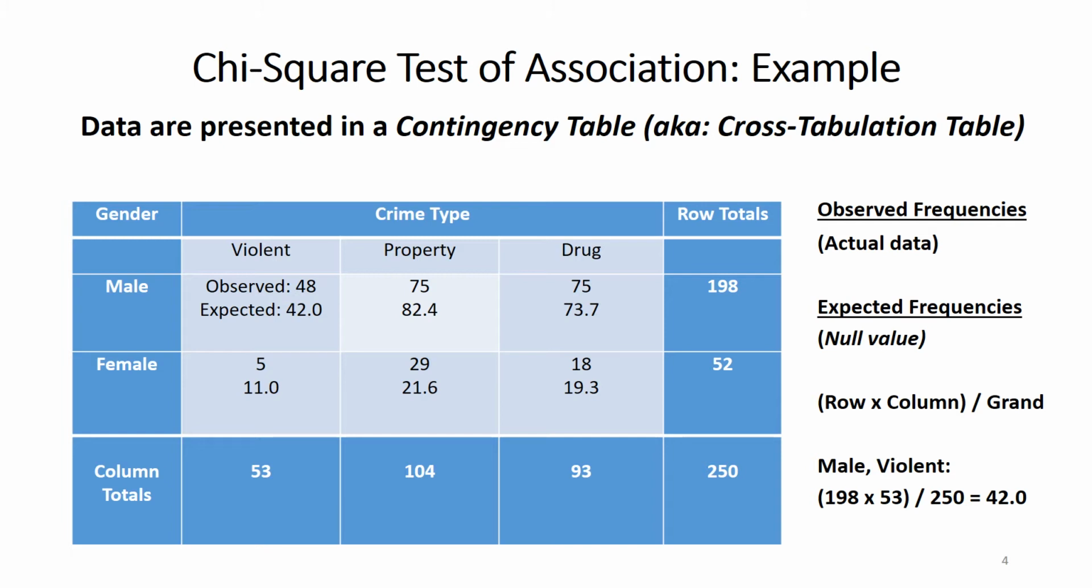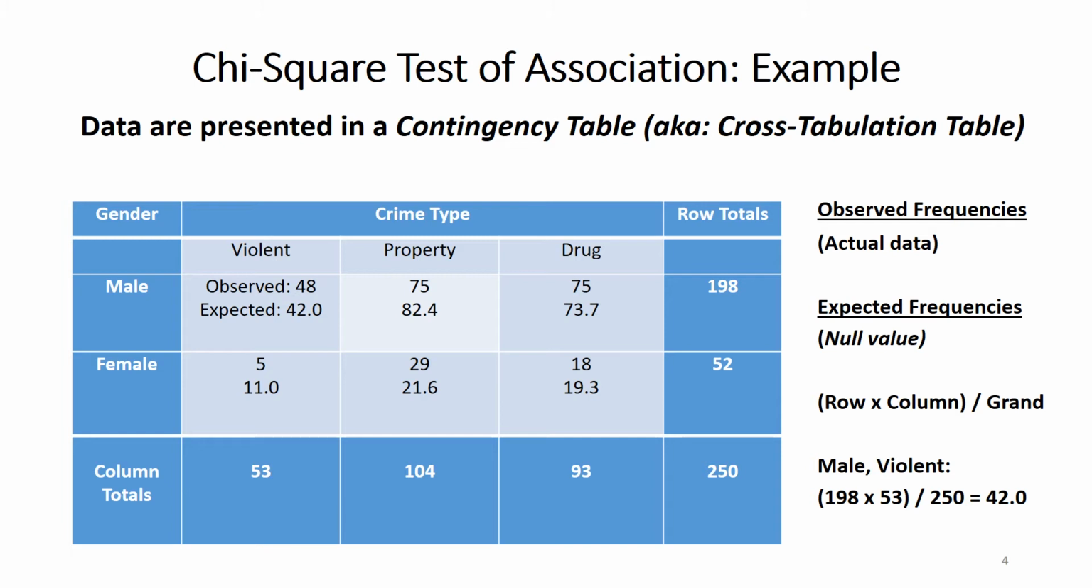The more that the observed and expected frequencies differ from each other, the more likely it is that there is a significant association between these two variables. And conversely, the more that the observed and the expected frequencies are closer to one another, the less likely it is that there's a significant association between the two variables.